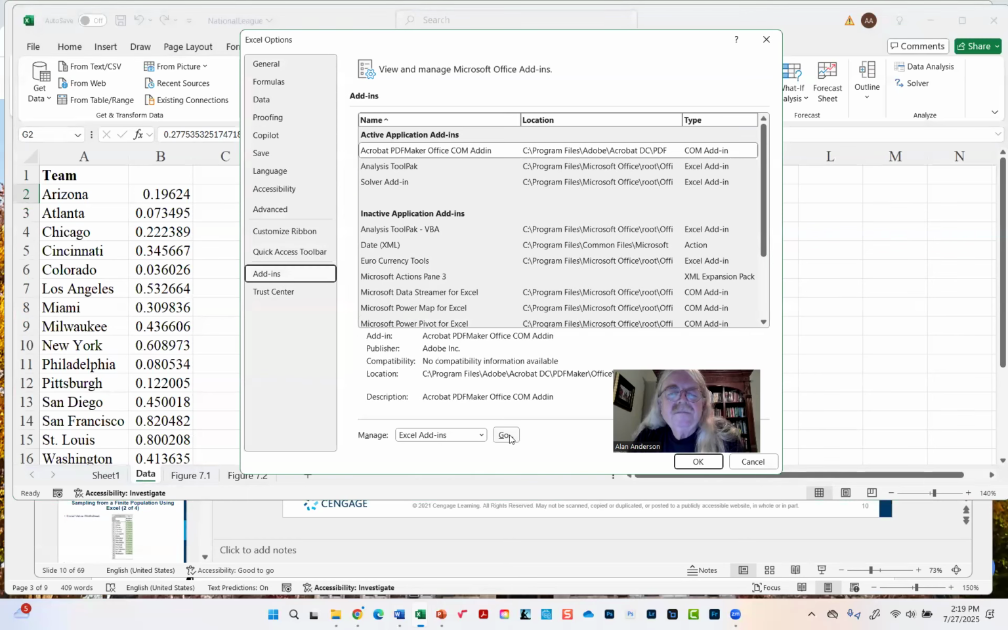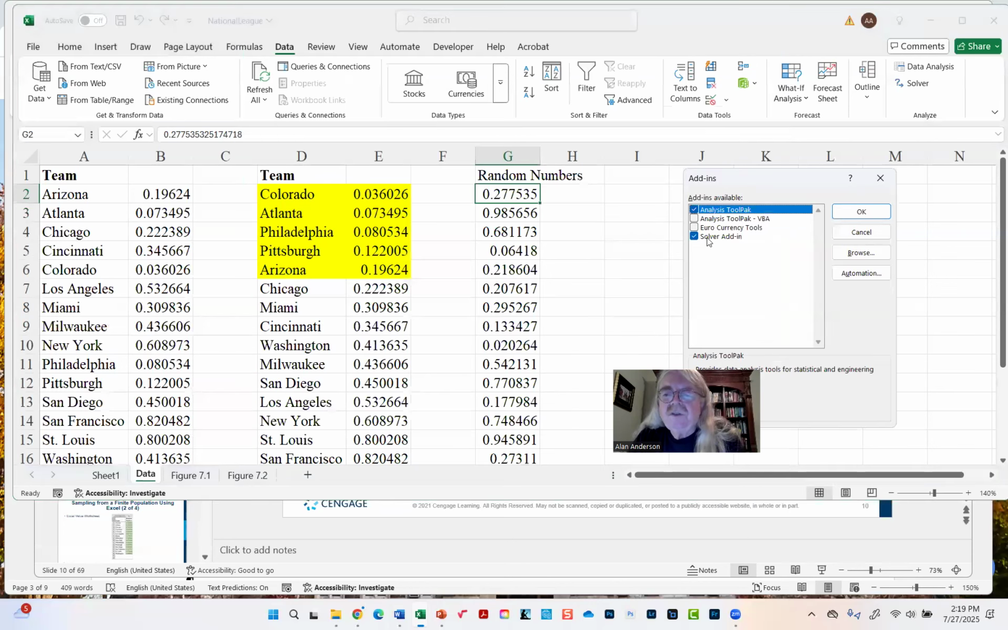And then you hit the Go button. And then you click on, there's really only two to choose from, Analysis Tool Pack and Euro Currency, no, sorry, Solver. So you pick the one you want and you hit OK, and all of a sudden you'll see them up here on your tab, your ribbon, I mean.